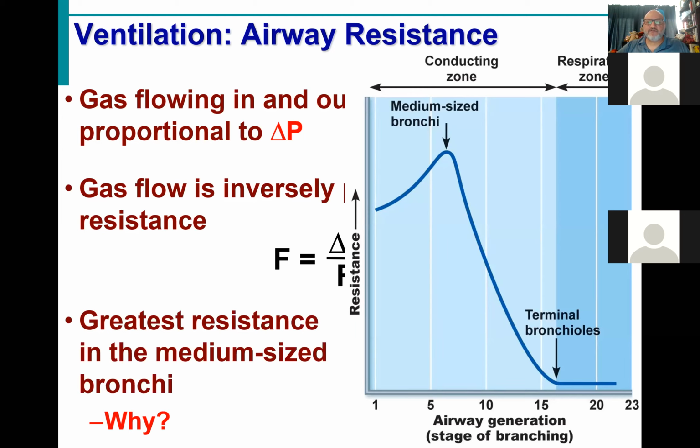But notice what they've done for us here is they've given us the stages of the branching. Notice the resistance is relatively moderate in the oral cavity, in the trachea, in the primary bronchi. But notice here in our terminal bronchioles and in the rest of our respiratory zone, it's very, very low.